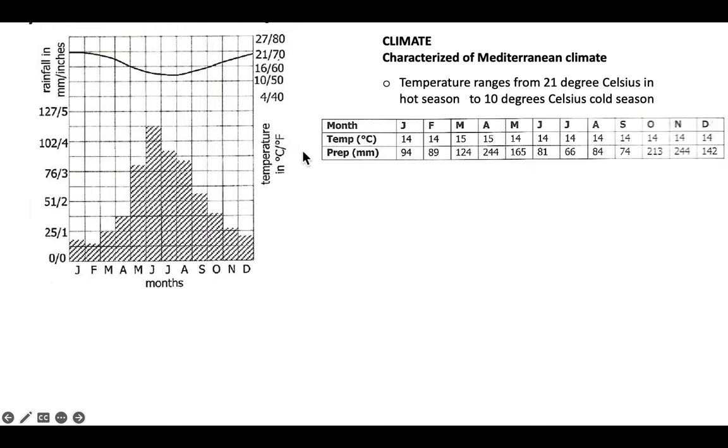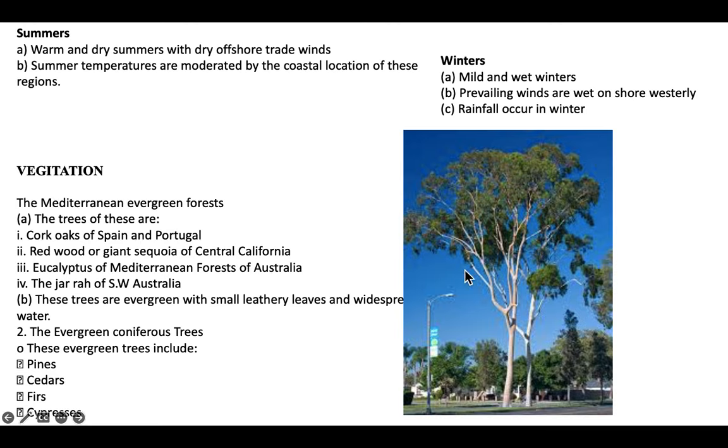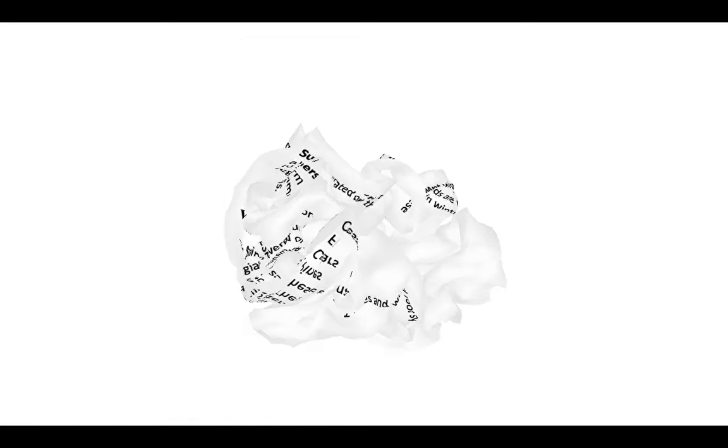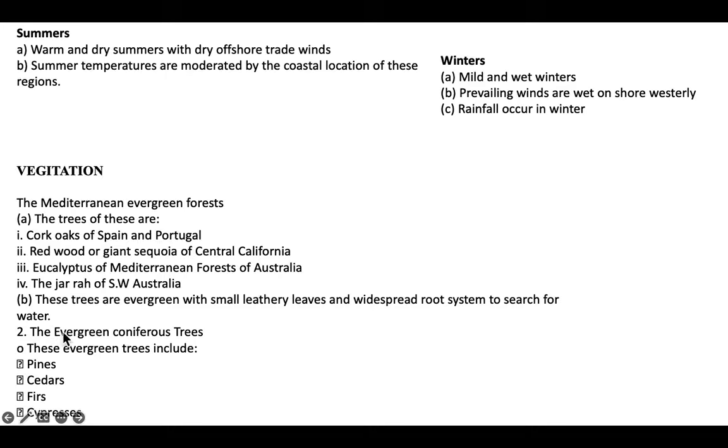We have eucalyptus of the Mediterranean forest in Australia. I think we have this one, the eucalyptus tree. That's one of the eucalyptus. And then also we have the jarrah of southwest Australia. And we even have these other ones: trees that are evergreen with small leaves, and widespread root systems to search for water.